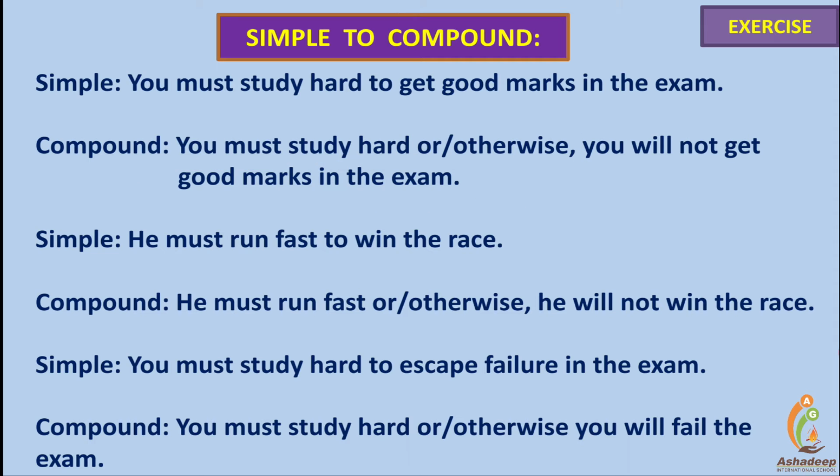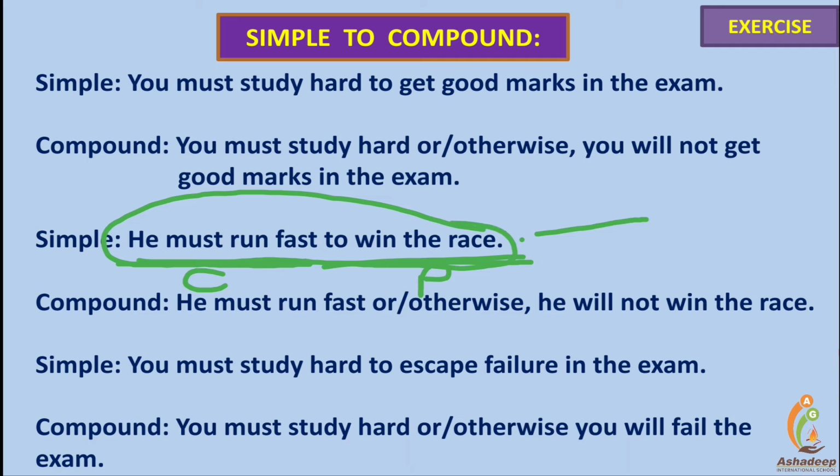Next one. He must run fast. It's a clause. To win the race. It's a phrase. Now, it's a simple sentence because the whole has only a single subject and a verb. To make it compound, it requires two different independent clauses.